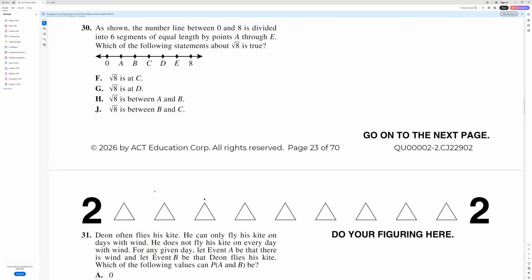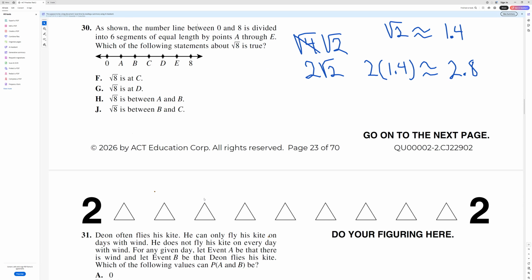Okay, number 30. That's not bad. We're not doing bad. Okay. They want to know the square root of 8. So remember 4 times 2. This means equal to 2 radical 2. Radical 2 is about 1.4. So 2 times 1.4 is about 2.8.